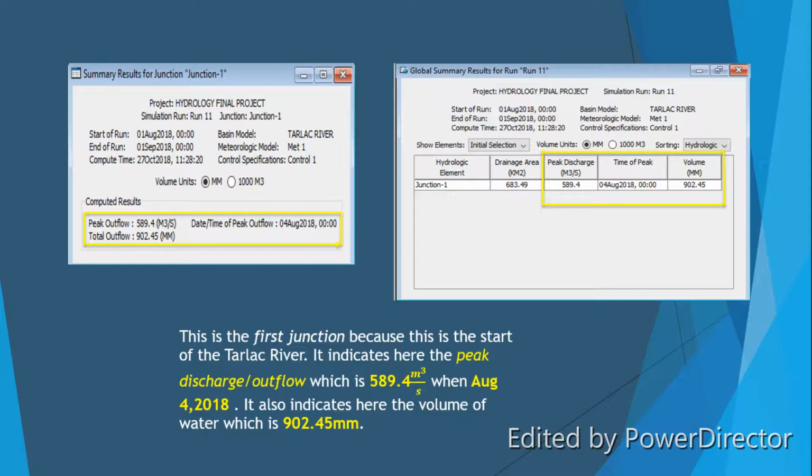And next, the summary of results for Junction 1. This is the first junction because this is the start of the Tarlac River. It indicates here the peak discharge or outflow, which is 589.4 cubic meters per second, happened on August 4, 2018. It also indicates here the volume of water, which is 902.45 millimeters.